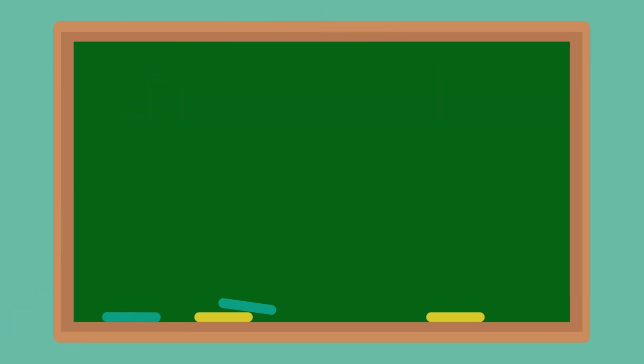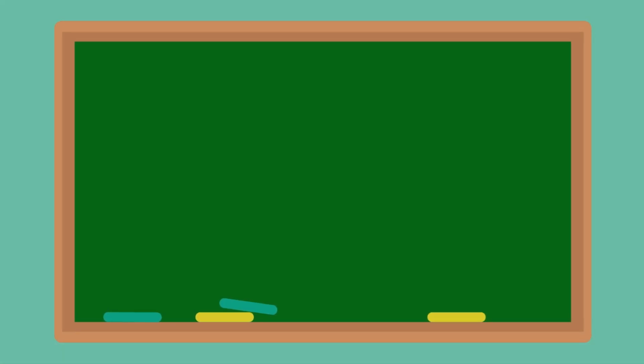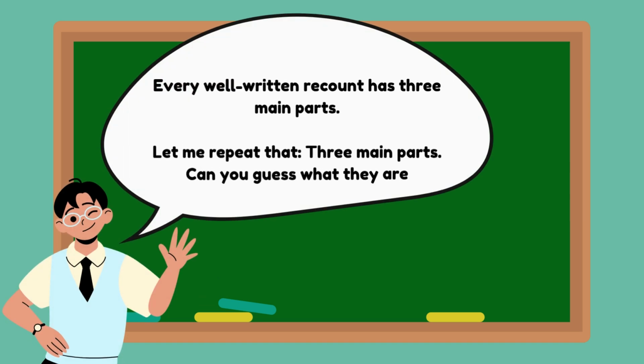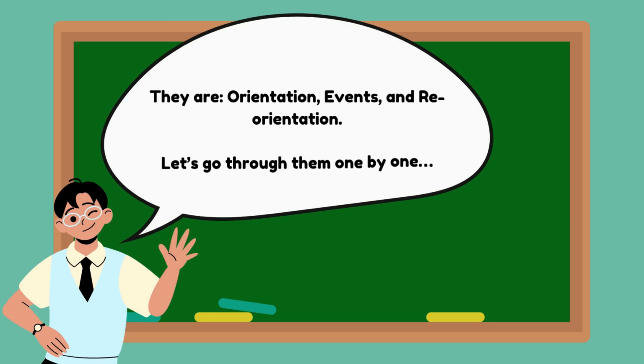Now, let's dig deeper into how a recount is built, its generic structure. Every well-written recount has three main parts. Let me repeat that. Three main parts. Can you guess what they are? They are orientation, events, and reorientation. Let's go through them one by one.